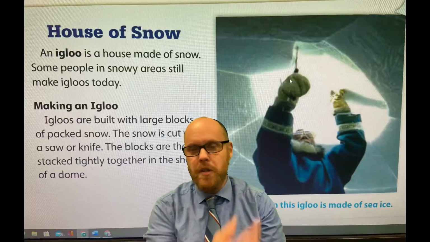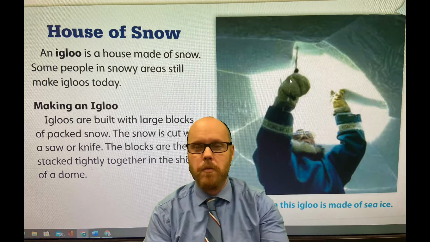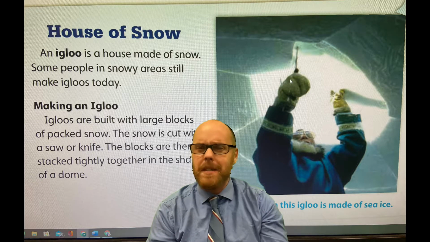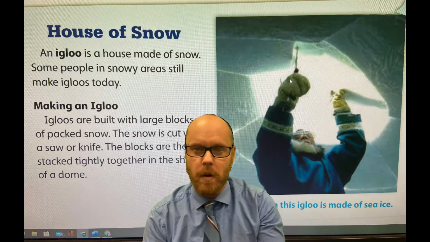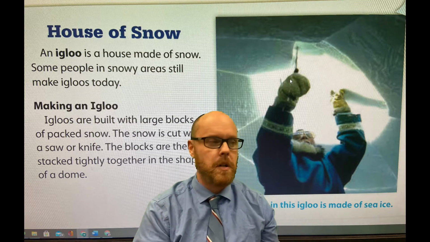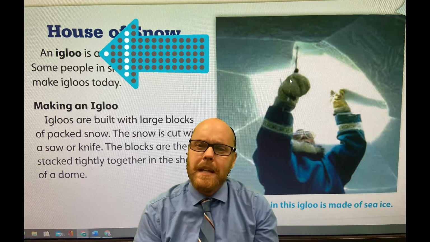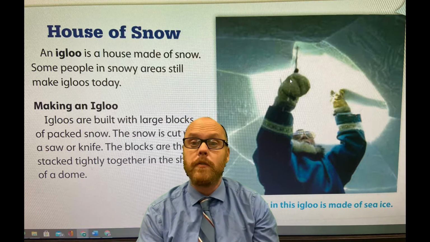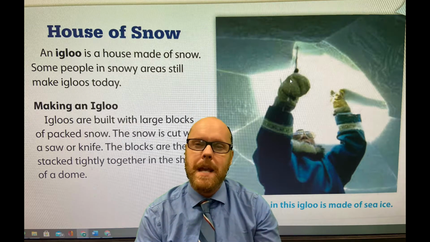So if we take a look at the story that we read on igloos, the title is House of Snow. And this is just as important as anything else because it's our first introduction to what this story is going to be about. Now, as we read through it, you can see some of the text features. You have the word igloo. That's a bold word. And so that's going to be one word that we're going to be looking for the meaning.